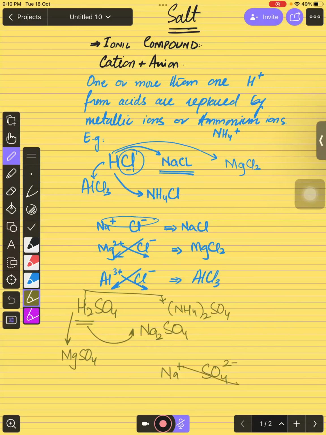So we need to swap the numbers over there like this. It will be sodium sulfate. That is why the formula is Na2SO4. And if you talk about magnesium sulfate, so magnesium is actually 2 plus and sulfate is actually 2 minus. So when the numbers are same and the charges are opposite, we just combine them.